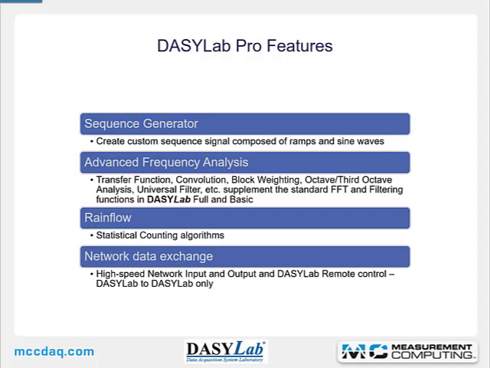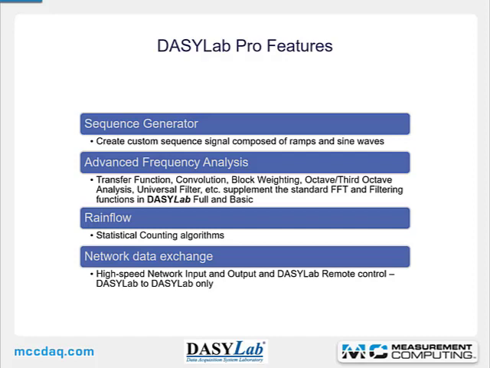DASYLab Pro includes a sequence generator, which allows you to create a custom sequence signal composed of ramps and sine waves. It includes advanced frequency analysis. Functions are the transfer function, convolution, block weighting, octave, third octave analysis, a universal filter, and others. And these supplement the standard FFT and filtering functions that are included with DASYLab Full and Basic.